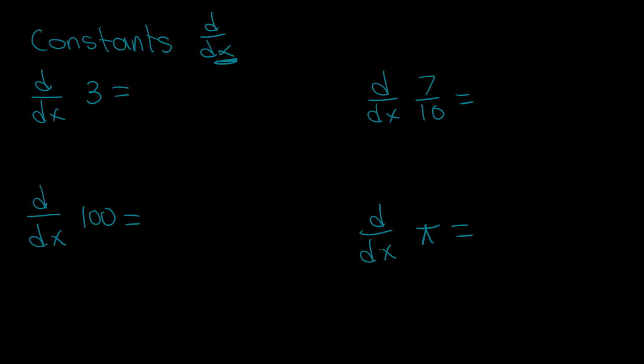Now starting off here, we have a list of constants, and whenever you take the derivative of a constant on its own, it'll always be equal to 0. So the derivative with respect to x of 3 is 0. Same thing, it doesn't matter if it's a fraction or not, so 7 over 10. Differentiating with respect to x, that's also going to be 0. Same thing with 100, it's going to be 0. Now, in this last case, even a number such as pi, that's still a constant, so you guessed it, it's going to be 0 as well.